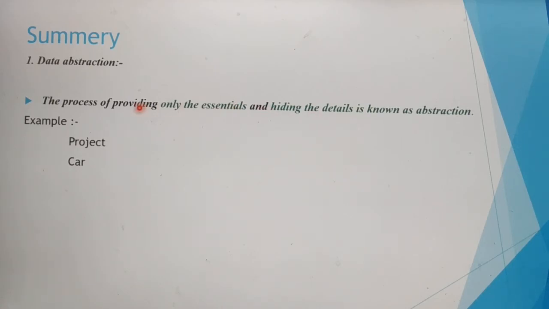Here we can analyze only the essentials. The process of providing only the essentials and hiding the details is known as data abstraction. Here we have seen the example of a project and a car example.